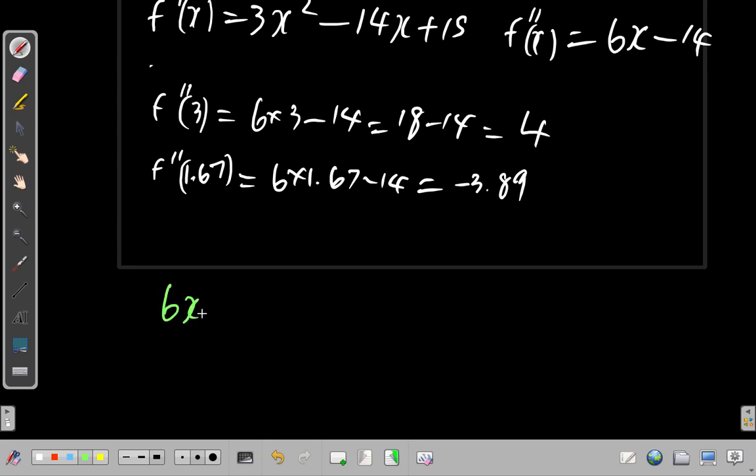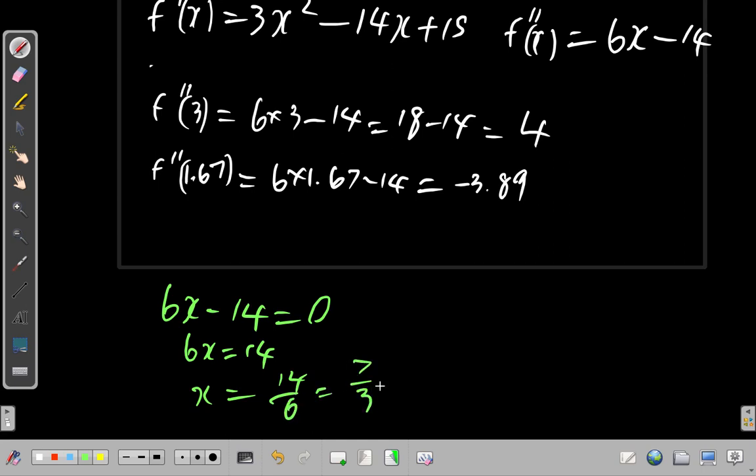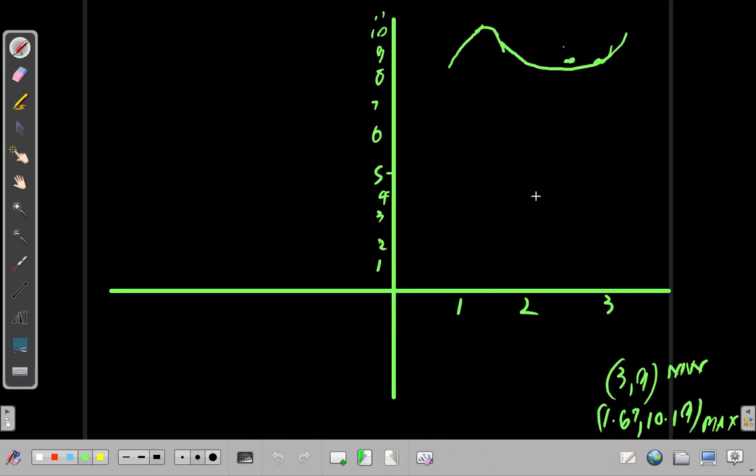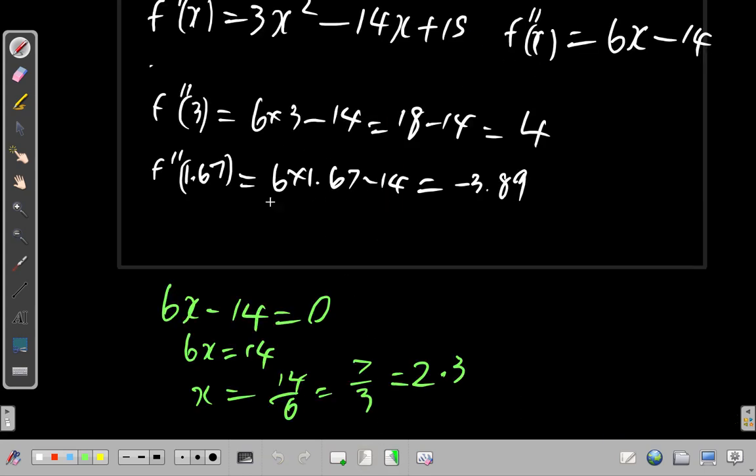So 6x minus 14 equals 0. 6x equals 14, so x is going to be 14 over 6, which is 7 over 3. 7 over 3 is what? 3 into 7. 3 into 6, 2. 2 and 1/3. 2.3. Alright, call it 2.3. So the point of inflection would be at around 2.3. And the next thing now is this.